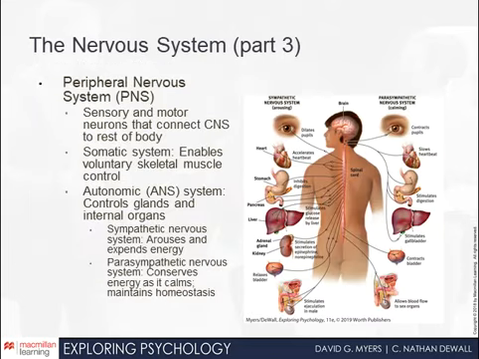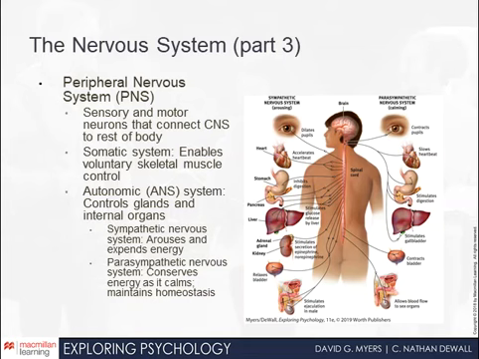Now let's look at the peripheral nervous system. So the central nervous system, as I stated, is the central part of the body. It is the brain and the spinal cord, the primary information highway for us to make decisions and get information into us. The peripheral nervous system, the PNS, comprises sensory and motor neurons that connect the central nervous system to the rest of the body. We have the somatic system, which enables voluntary skeletal muscle control, and the autonomic nervous system that controls glands and internal organs. So let's look first at the autonomic nervous system.